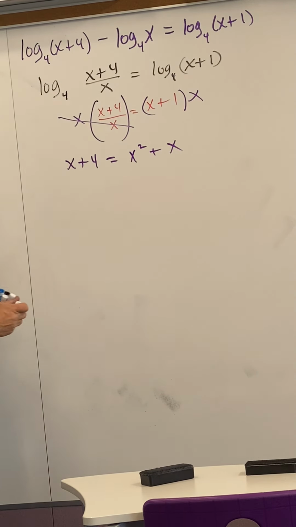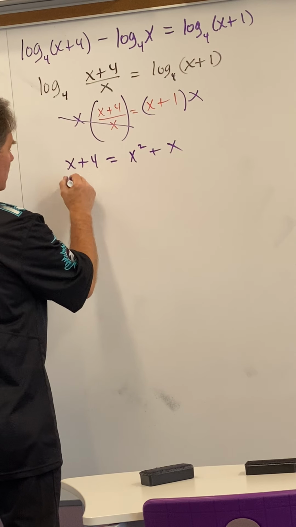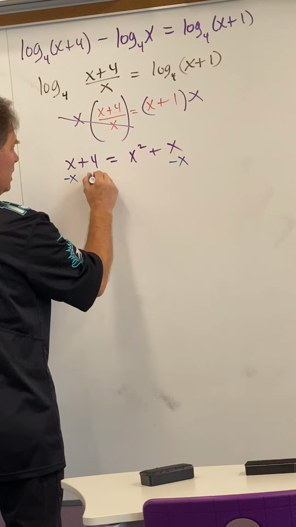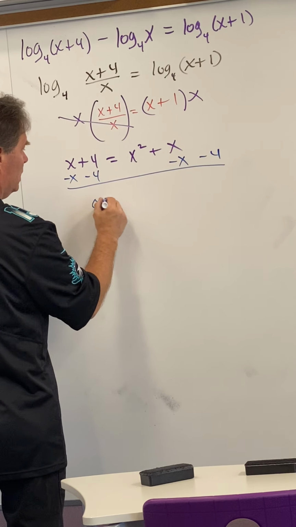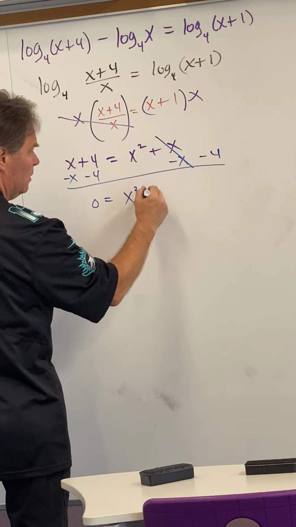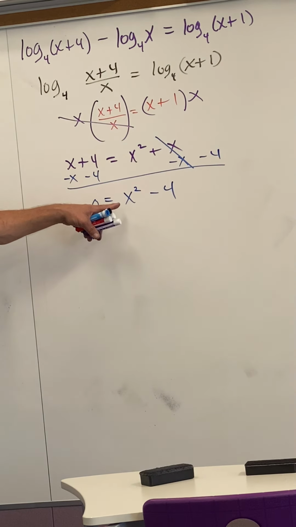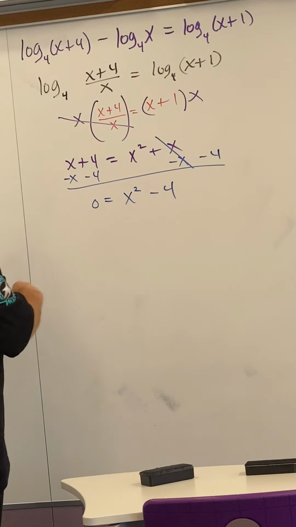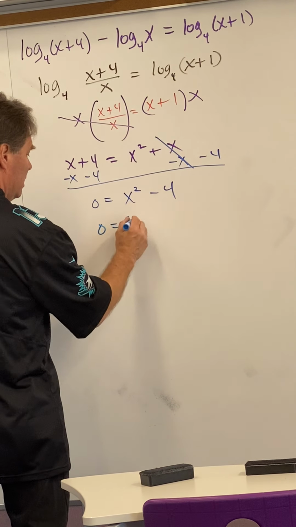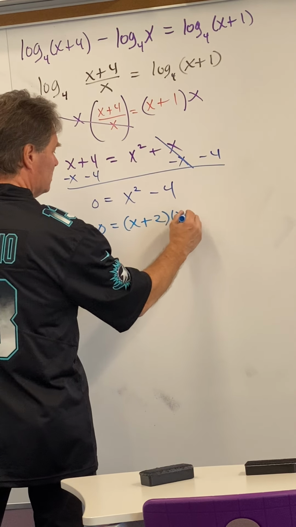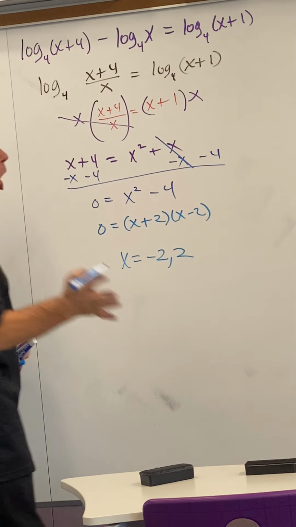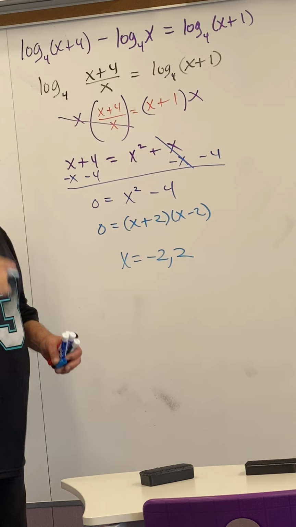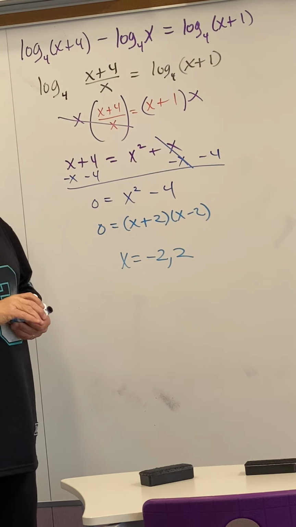Okay, then I need to solve for that. There's x squared, so I'm going to make this side 0. Remember, you want to make one of the sides 0. And you go 0 equals x squared minus 4. Oh my gosh, it's a dog. So it's the difference of squares: x plus 2, x minus 2. So x is negative 2 and regular 2, which are my potential solutions. We've got to see, do they work?